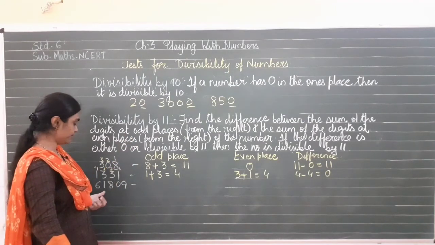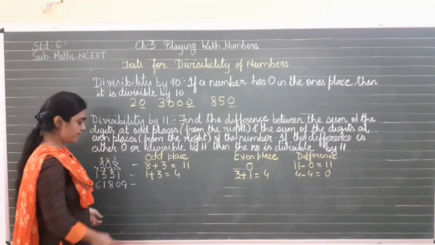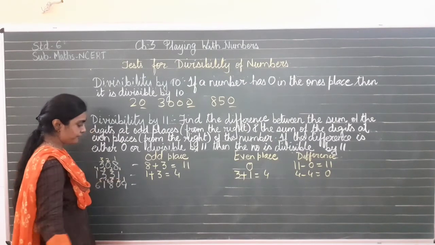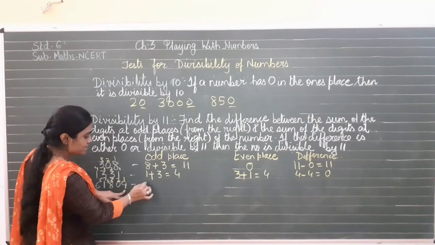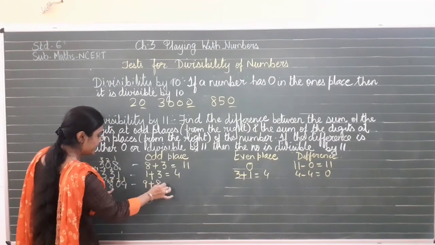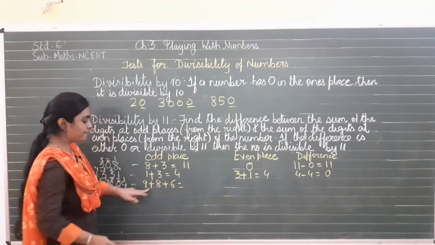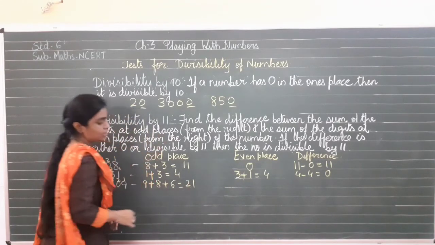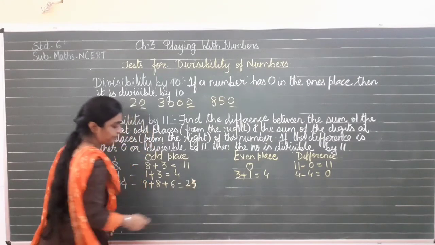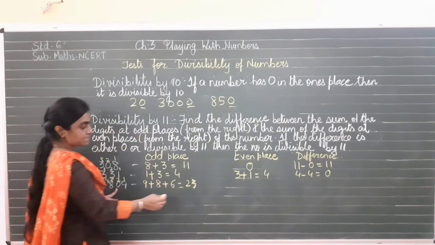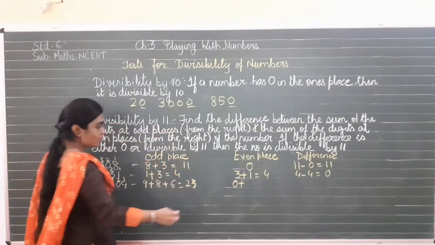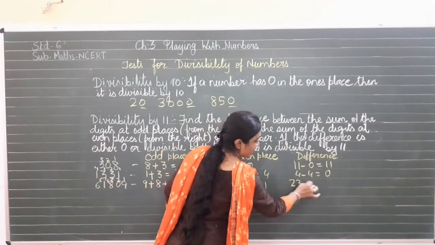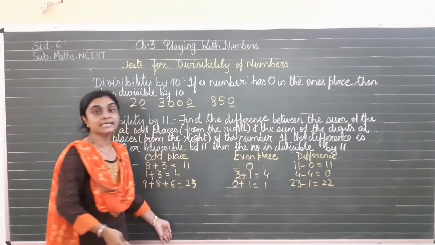Let us move to the other number. 61,809. First again we will write down the numbers 1, 2, 3, 4 and 5. First we will take the odd places. At odd places the digits are 9 plus 8 plus 6. 9 plus 8, 17. 17 plus 6 is 23. Now we will take the even places. Even places are 0 plus 1. 0 plus 1 is 1. Now we will see the difference. 23 minus 1 is 22 and 22 is divisible by 11.